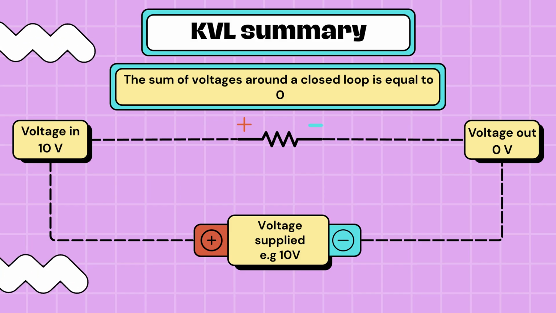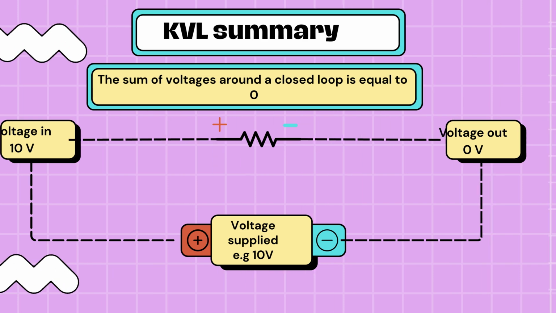KVL is a fundamental principle in circuit analysis. It states that in any closed loop of a circuit, the algebraic sum of all voltages is equal to zero. In simple terms, the total voltage rise must equal the total voltage drop. This works for both DC circuits with constant voltages and AC circuits with sinusoidal voltages that vary with time.